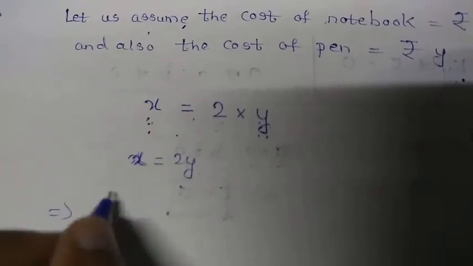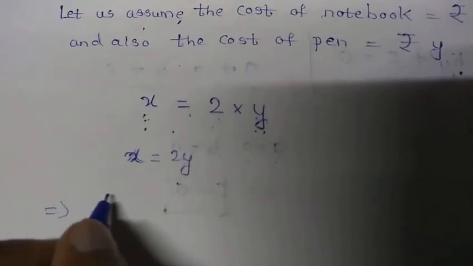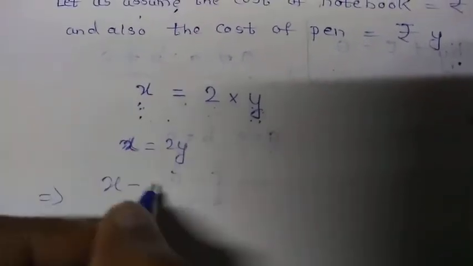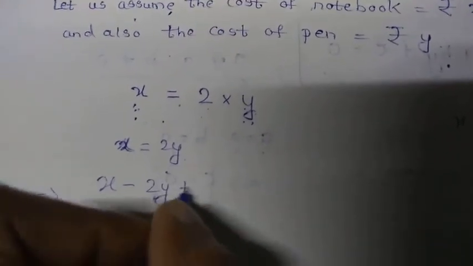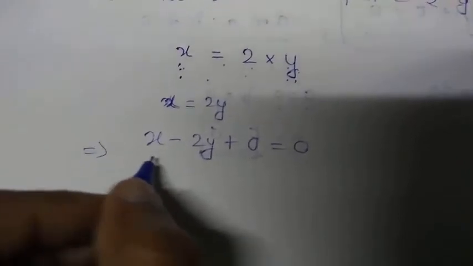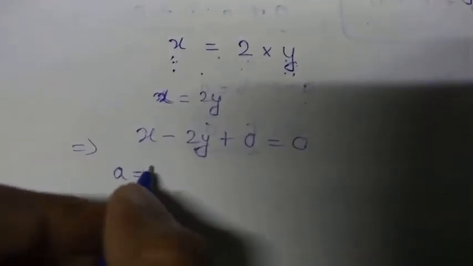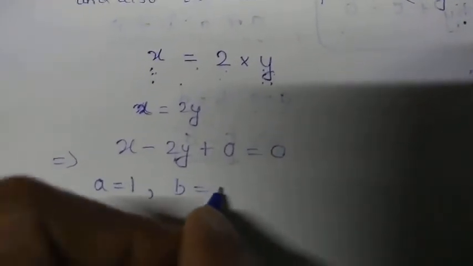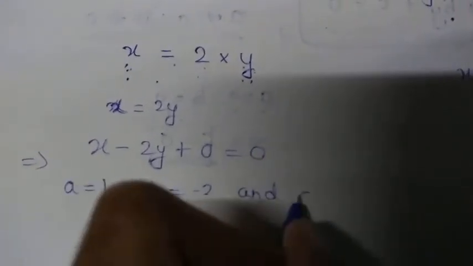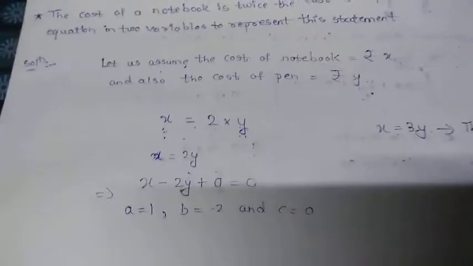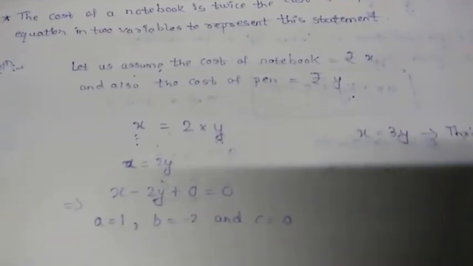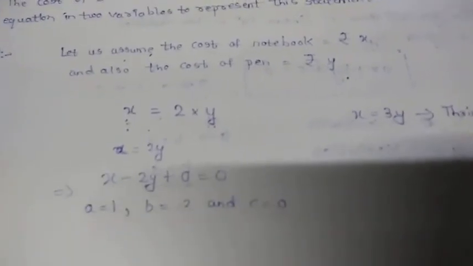And we know how to convert this to a linear equation in two variables. That is X, just transpose it, X minus 2Y plus 0 equals 0, right? So on comparing, we got the value of A is equal to 1, B is equal to minus 2, and C is equal to 0. So I hope how to solve the problems given in statement form is clear.